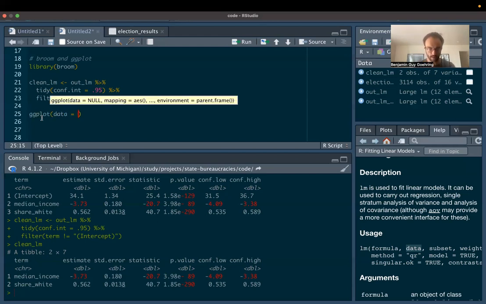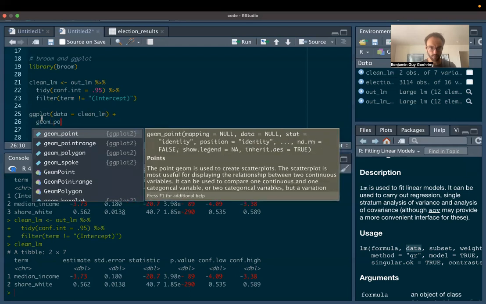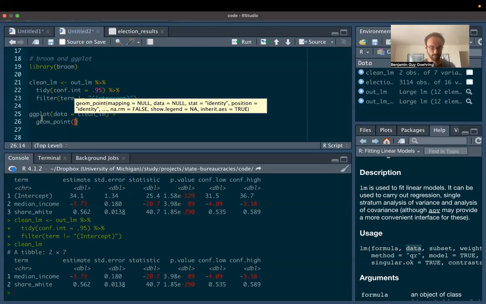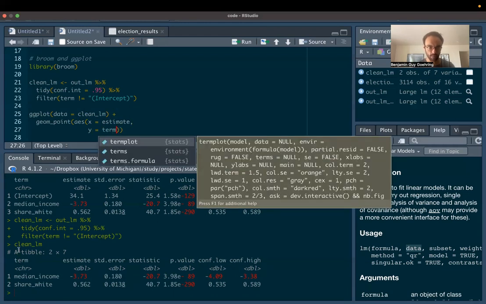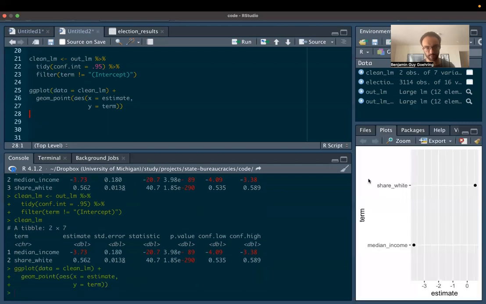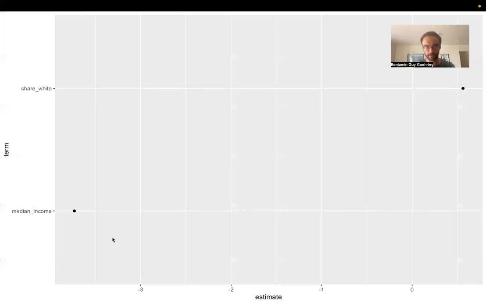So I'm going to say the data is going to be clean_lm. And then this first geom is going to be the one we've used before, geom_point. I'm going to say x is equal to estimate, and y is equal to the term variable. So what's that going to look like? It's going to look like this. 2 points.